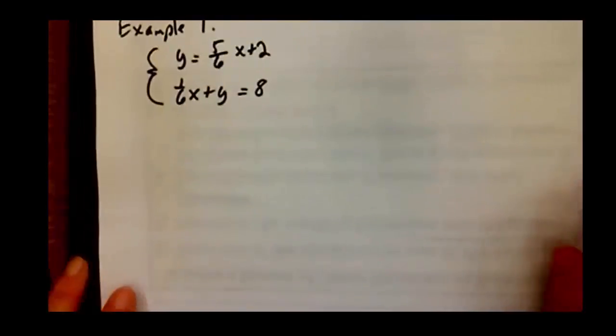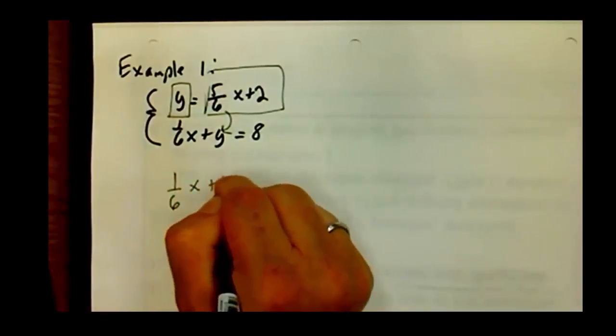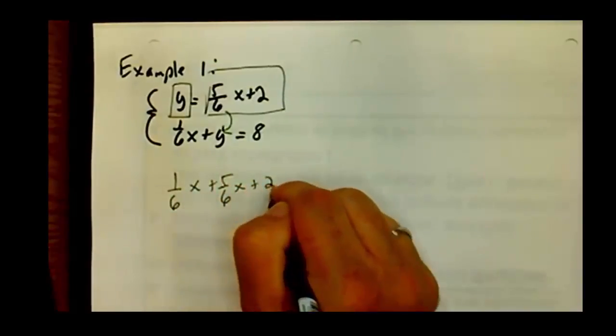So we're going to take a look at one of these equations right here. If we look at this one, for instance, what letter do you want to solve for? Well, the first equation's already solved for us. It's solved for Y, so that's a good sign. We've got Y by itself. So this piece gets to replace that Y. I'm going to be left with 1/6x plus 5/6x plus 2 equals 8.